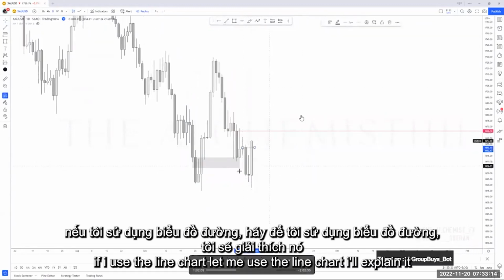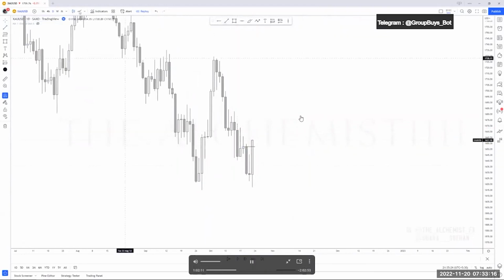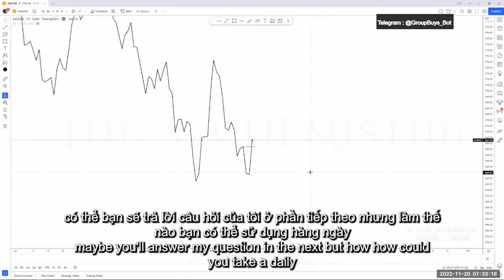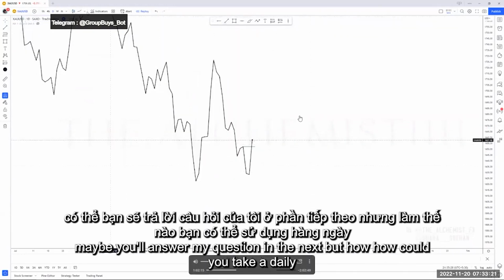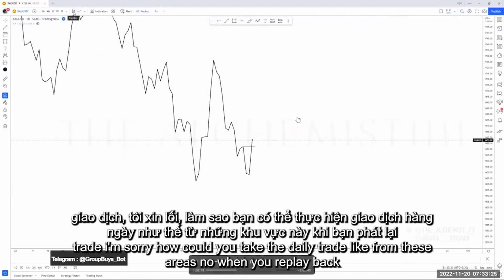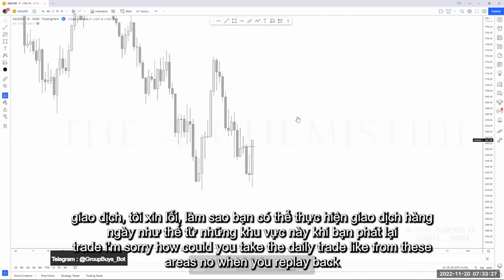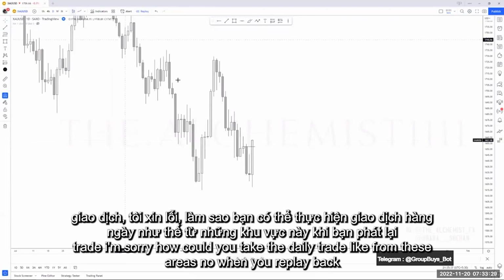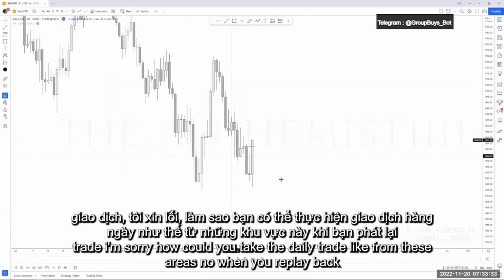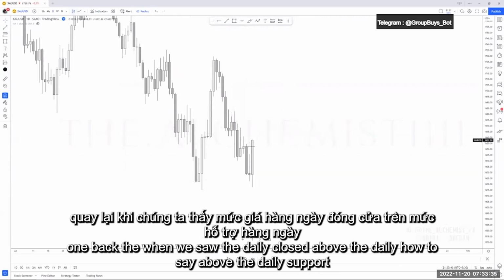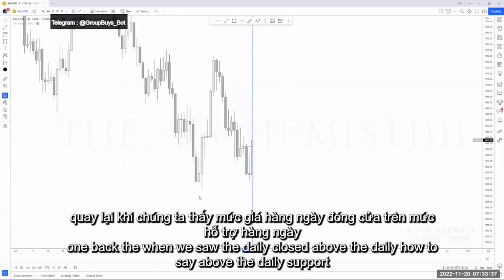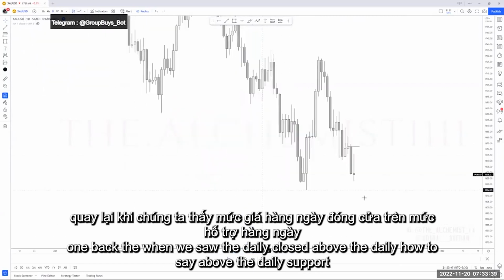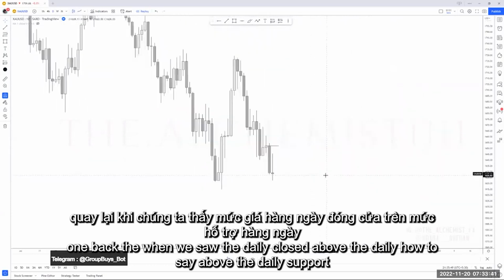If I use the line chart, let me use the line chart. I'll explain it. Maybe you'll answer my question in the next one. How could you take the daily trade? Not from these areas. When you replay back, we saw the daily closed above the daily support.